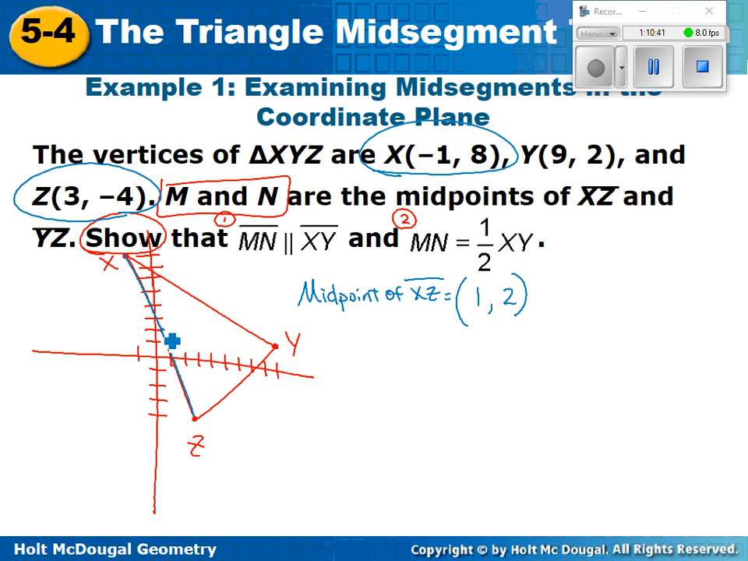So we have a point at 1, 2. Graph that and make sure it looks like it is at the midpoint. Does it look like it is splitting that line into 2 congruent parts? Okay, and that is the letter M. Okay, then they tell us N's the midpoint of YZ. So let's find the midpoint of YZ.